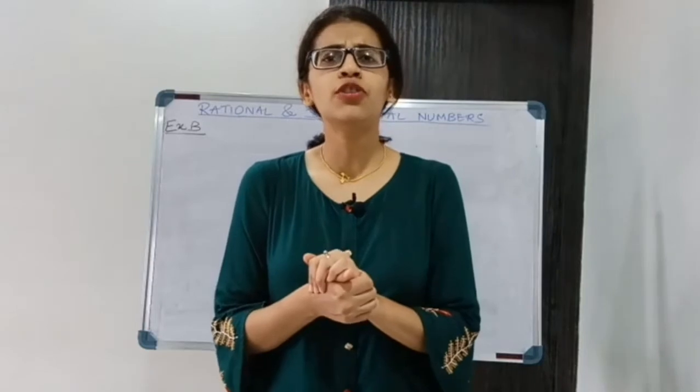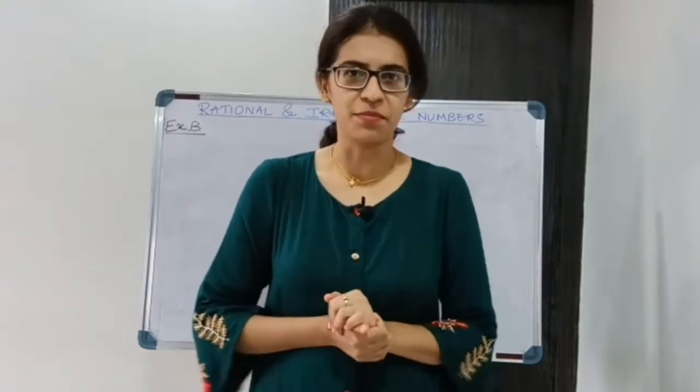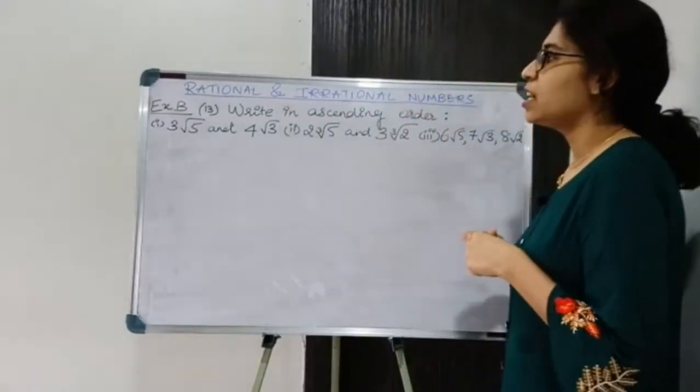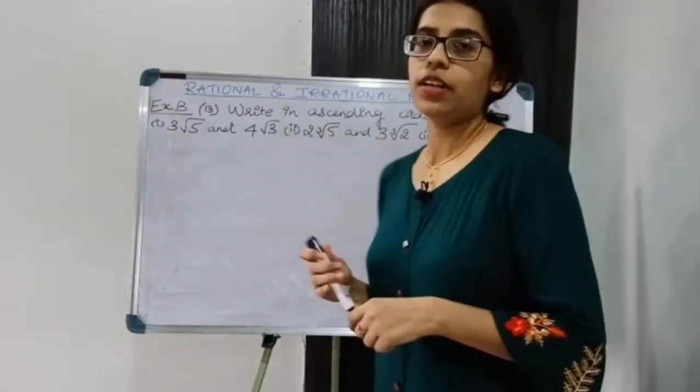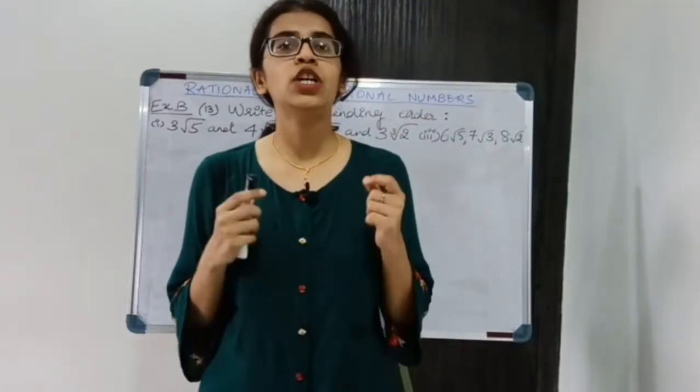In this video we are going to continue with the second exercise of rational and irrational numbers. Question number 13, write in ascending order. Now you are given some roots over here and you have to arrange them in ascending order.